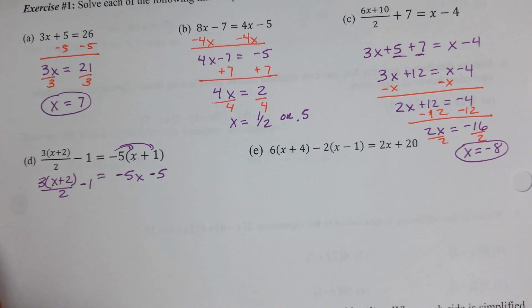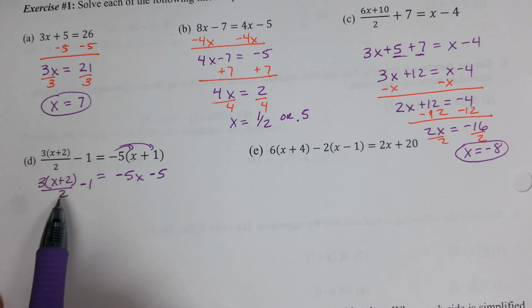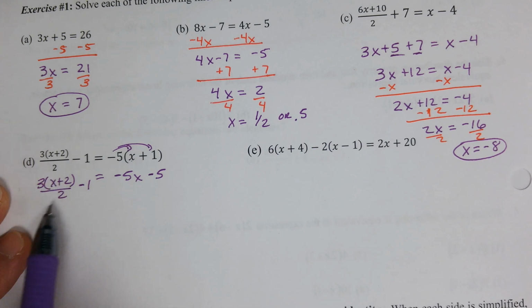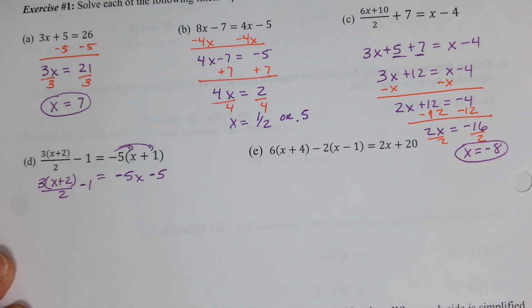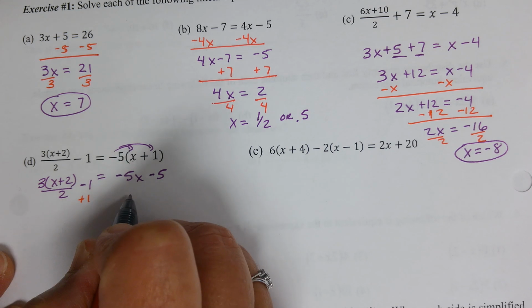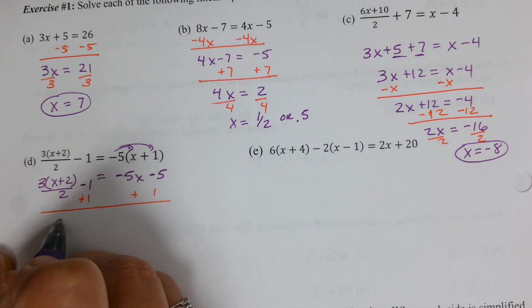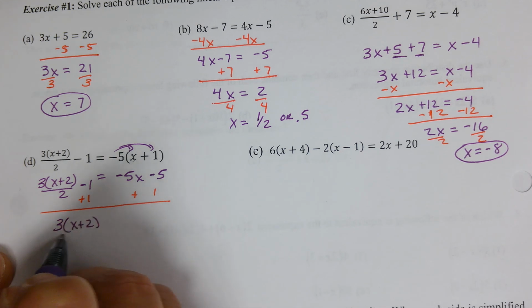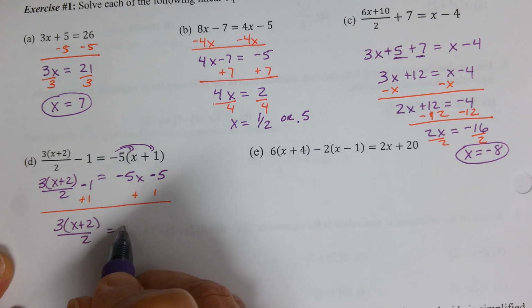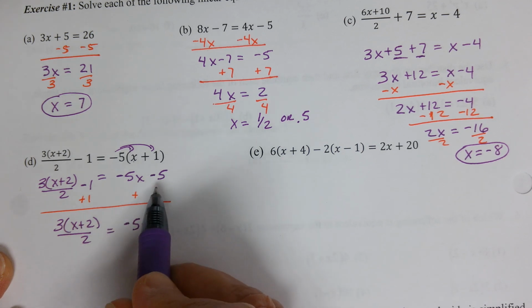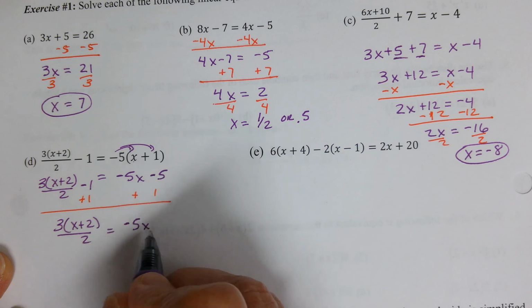There's two ways we can go from here. We can get rid of this fraction by multiplying every single term by 2. I'm just going to get this fraction by itself. Alright, so let's add 1 to both sides so that the fraction will be by itself. And (3 times (x + 2)) divided by 2 equals -5x, and -5 and positive 1 is -4.